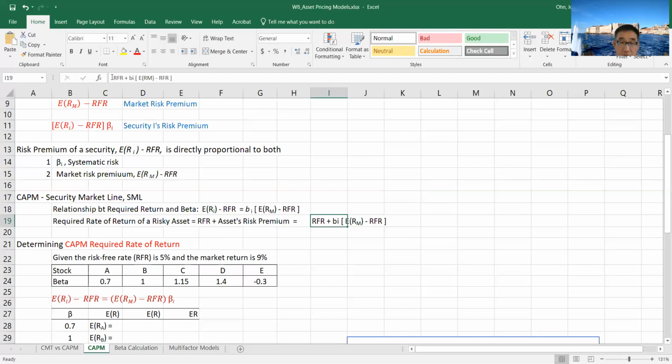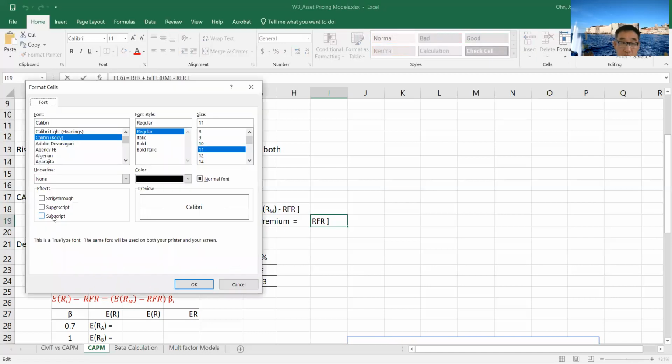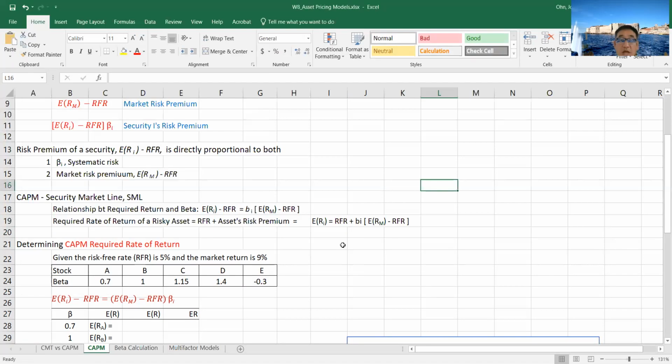Okay, let me give you the complete form. Expected return. This is the complete form there. Okay. That's it. So that's the more widely known form of the capital asset pricing model.